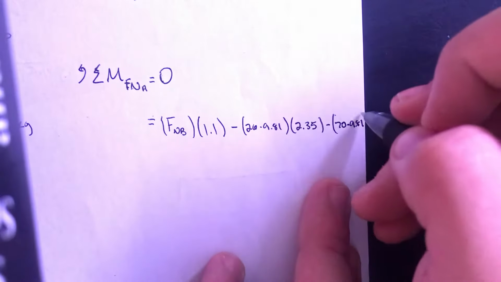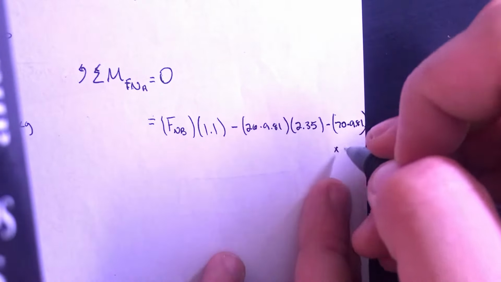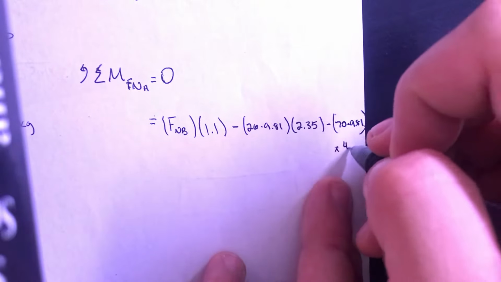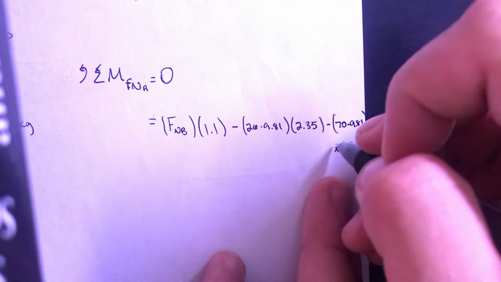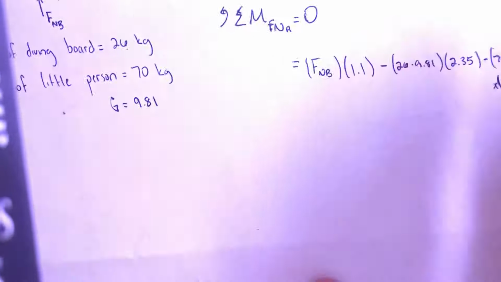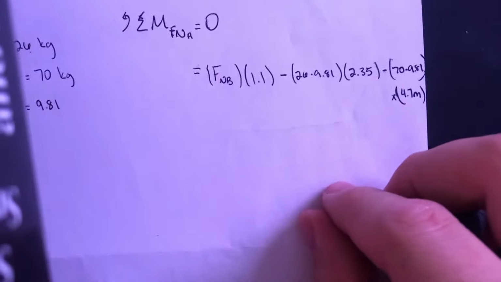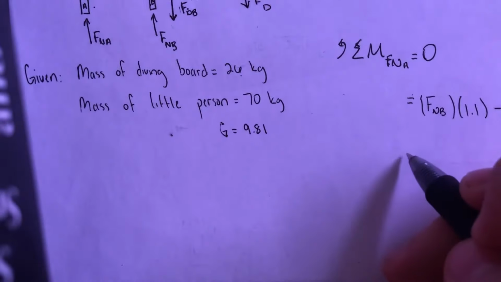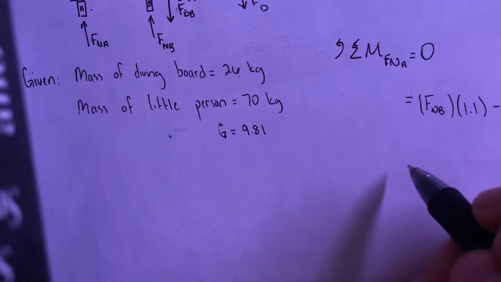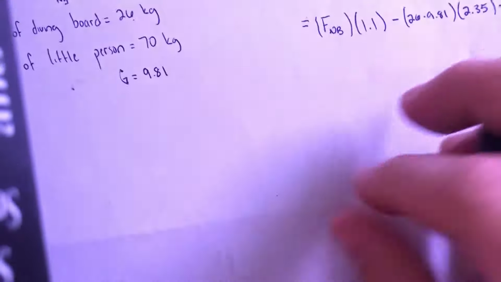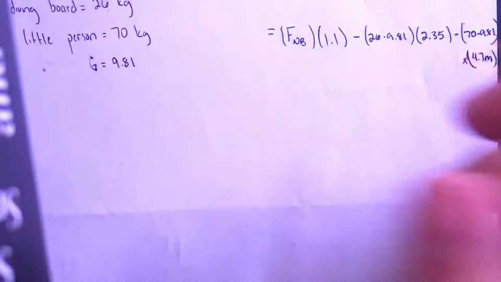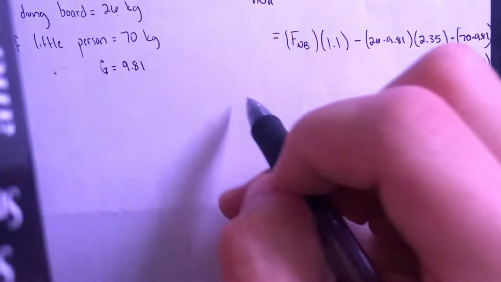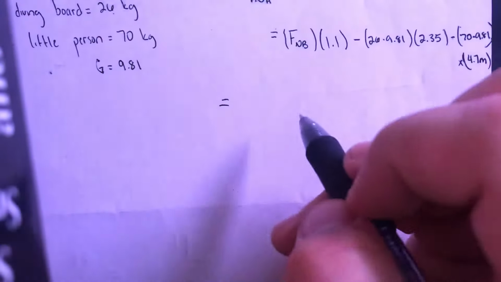We ran out of room. 4.7 meters total length. Okay, so once you have all that, that's all the forces acting on the system. Once you have that, you will just set that equal to 0. So if I rewrite it a little bit better, go ahead and multiply this out.